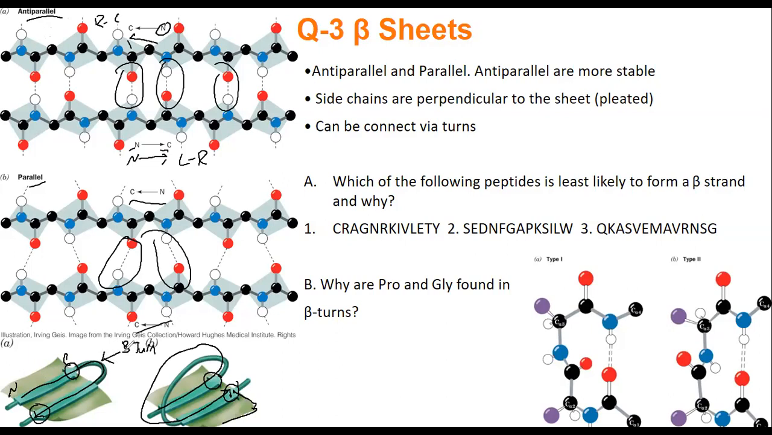All right, so here we have our first question. Well, we have a chat, so let's take a look at that first. Parallel goes in the same direction with a loop. Yeah, so for parallel, you need to loop over or loop under to make sure that the N and C terminus are running in the same direction. Anti-parallel, you just need a simple loop to continue on with the beta sheet.